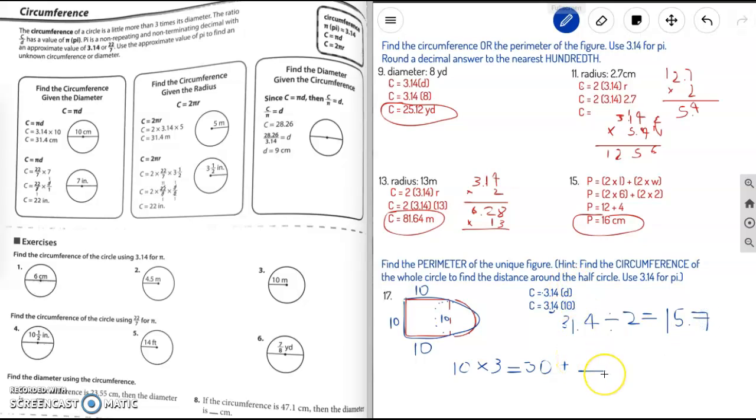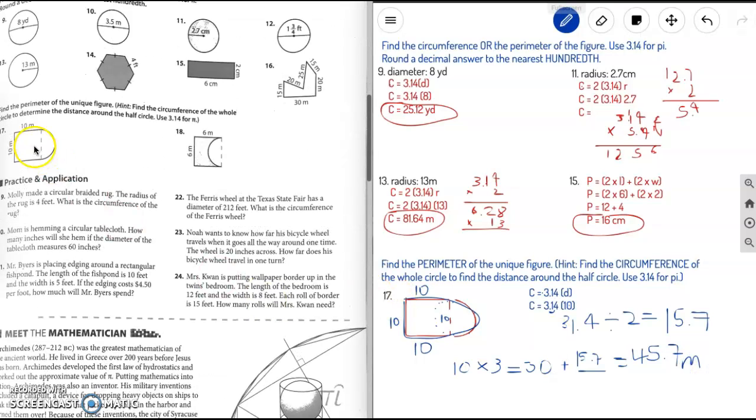So we're going to be adding that to here. I hope this makes sense. If this doesn't make sense, we'll definitely go over this during Zoom because this is a more complicated problem. But this is our answer. And it's meters, right? Here. Yep. All right, this is our answer.